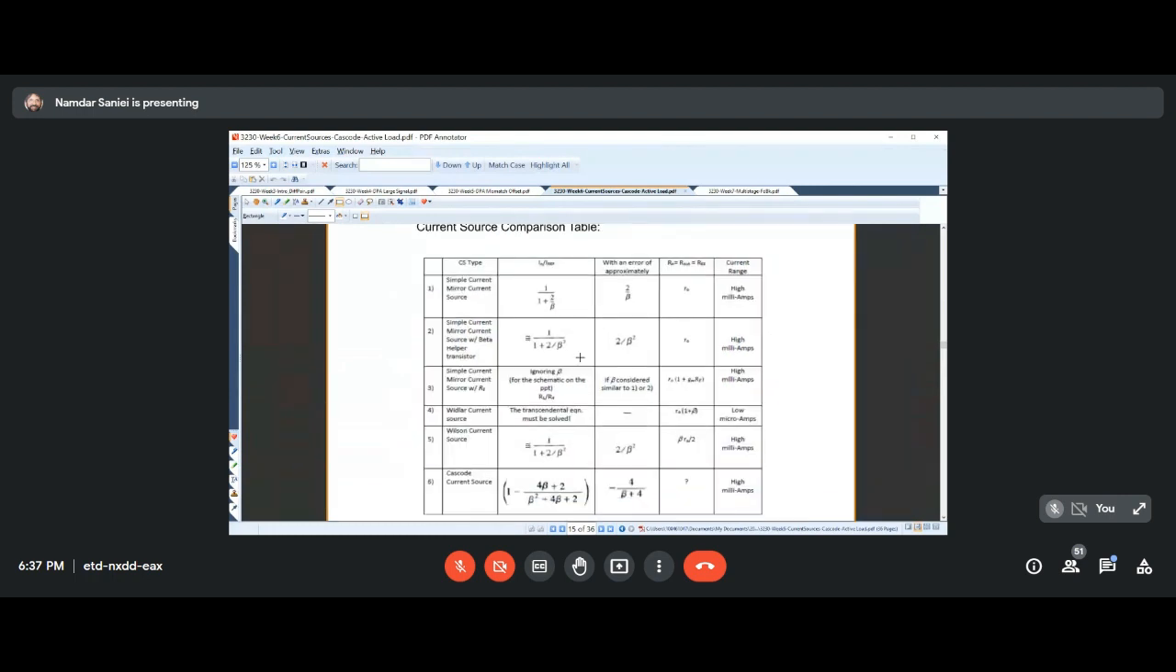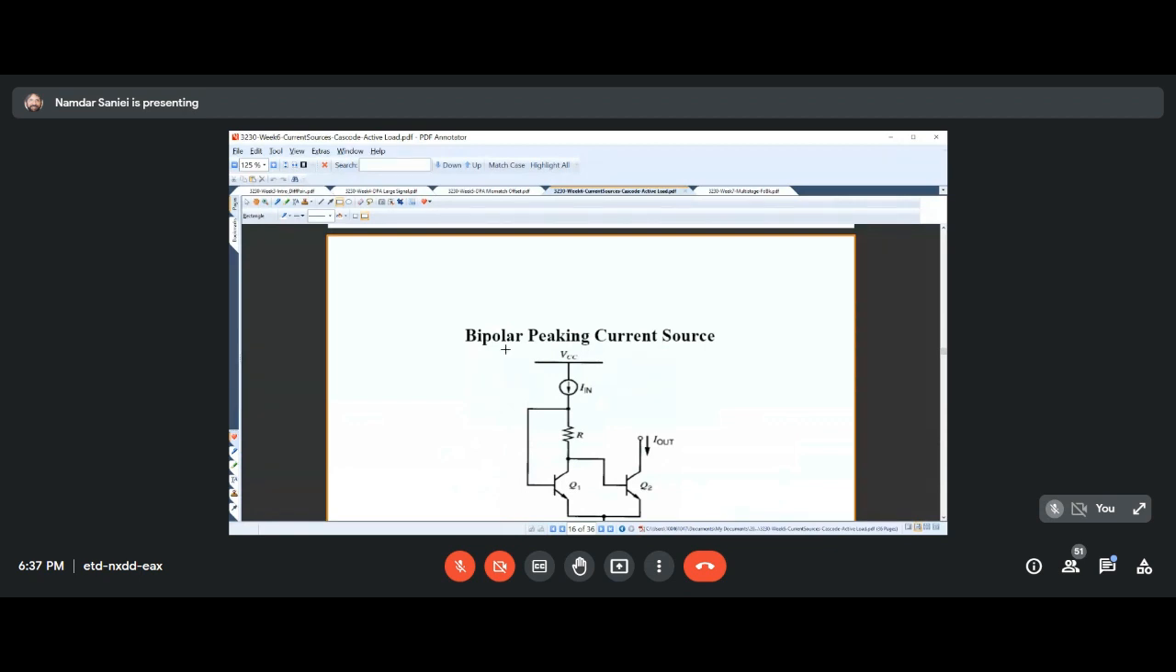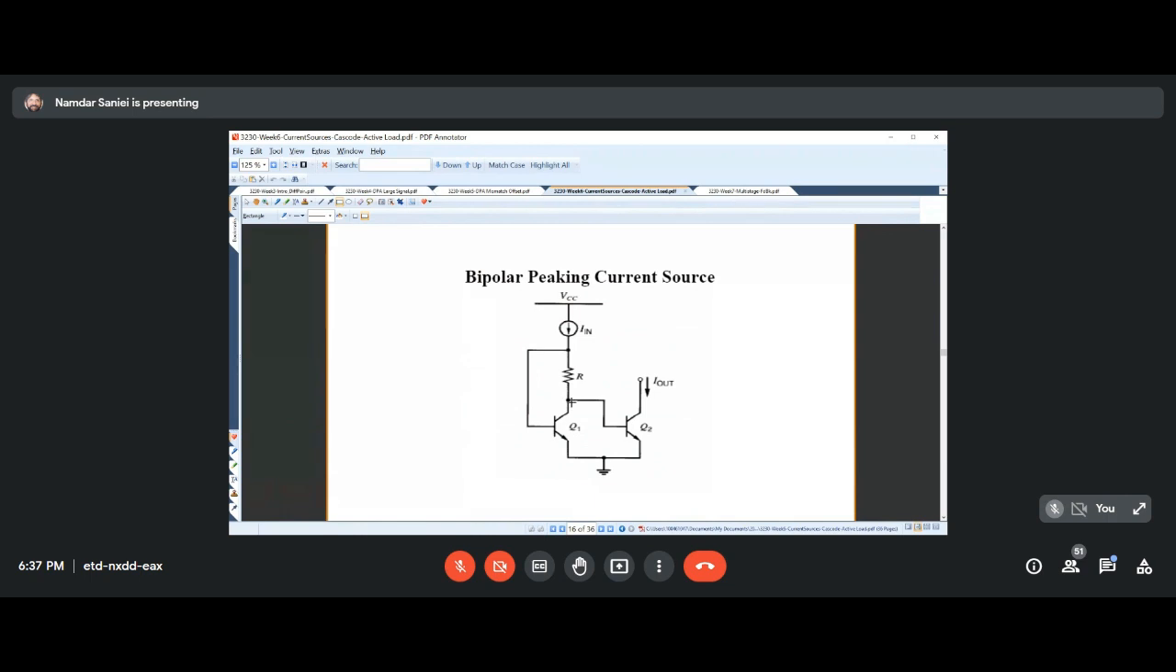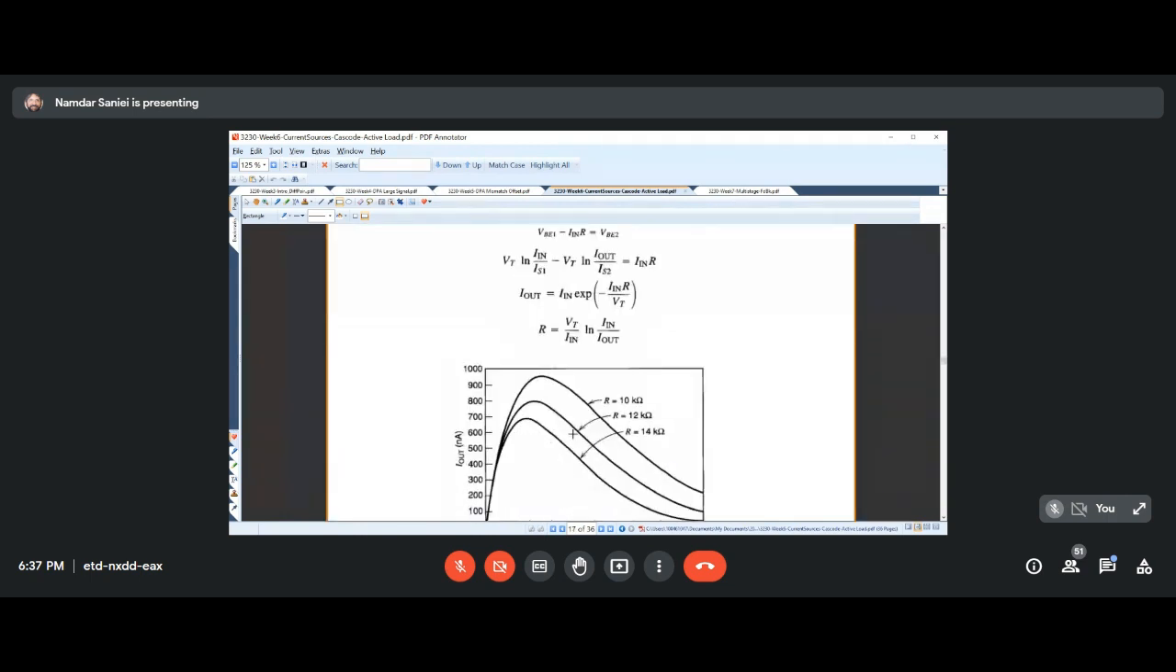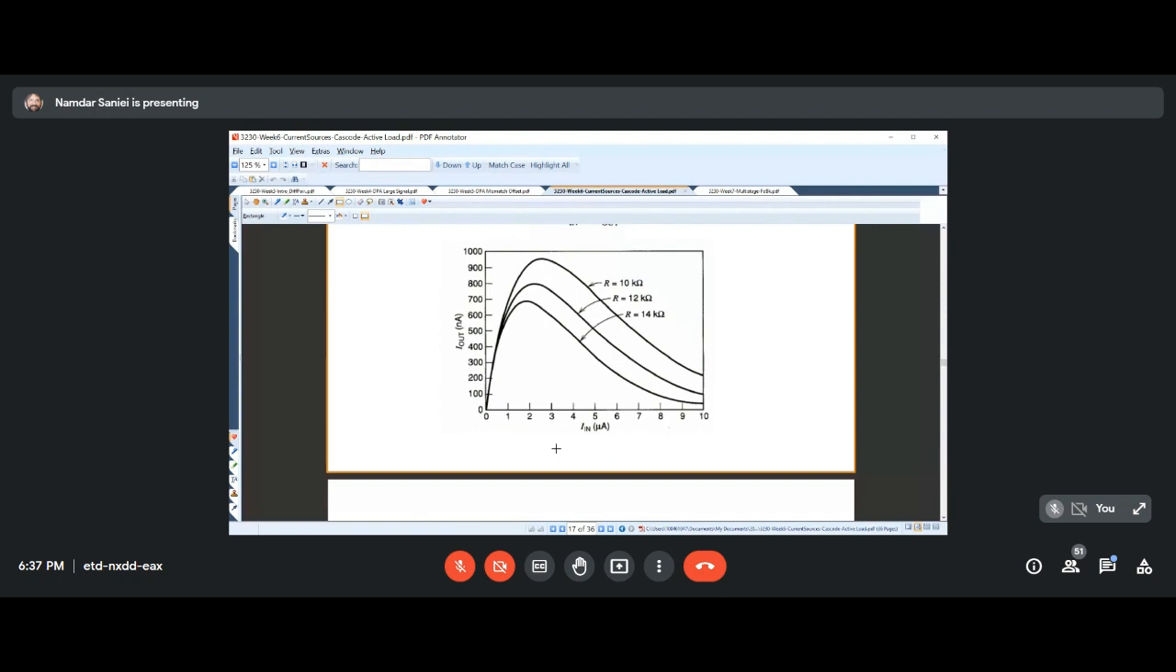And we put everything in the shape of this table, which is very informative about all these kinds of current sources that we covered. And finally, we talked about a not so important type of current source, which is the peaking current source, where the output peaks for some specific values of input current.